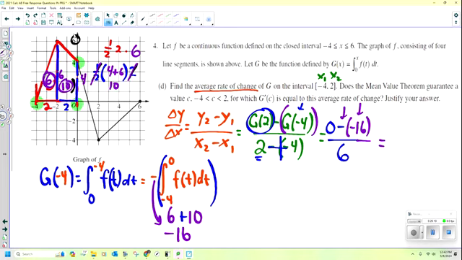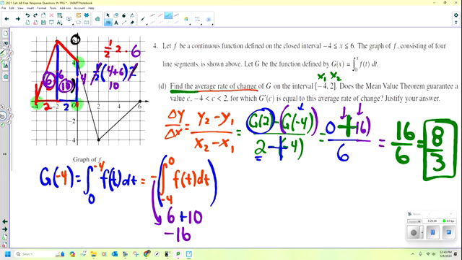Back to the problem. When I subtract a negative, it's like adding. 0 plus 16 is 16 over 6. If you want to reduce it, you can. That would give you 8/3. So this answers the first question: find the average rate of change for the interval from -4 to 2.